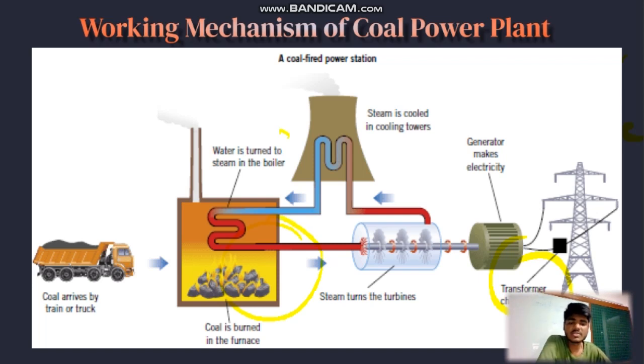The furnace is the place where coal combustion takes place. Coal is burned in the combustion chamber, often referred to as a furnace, to release heat energy. The heat energy generated from burning coal is used to produce steam, as you can see here.